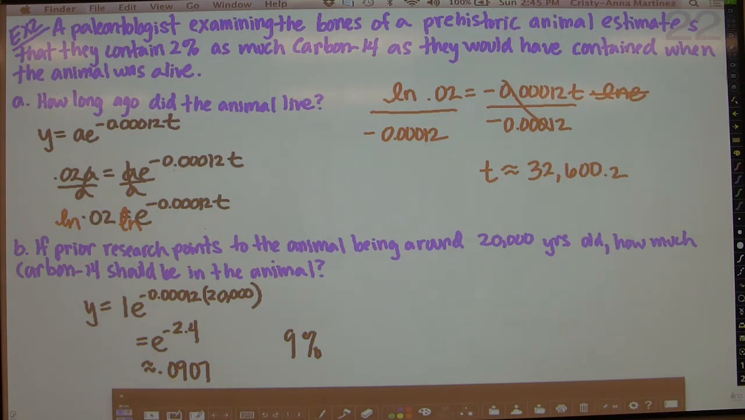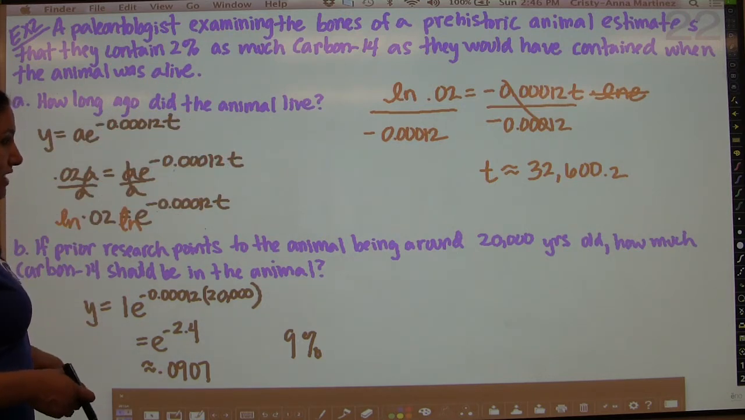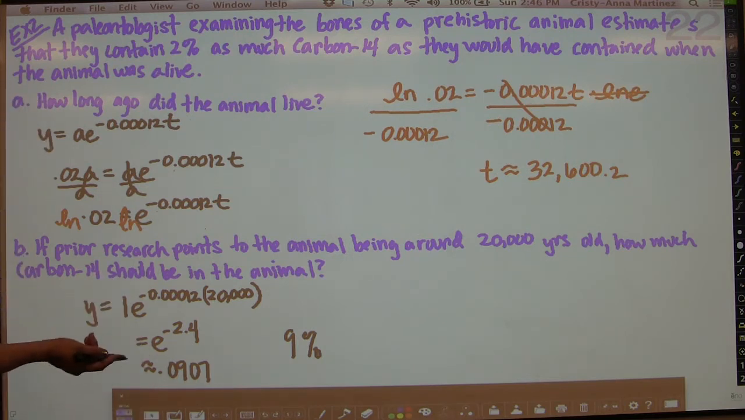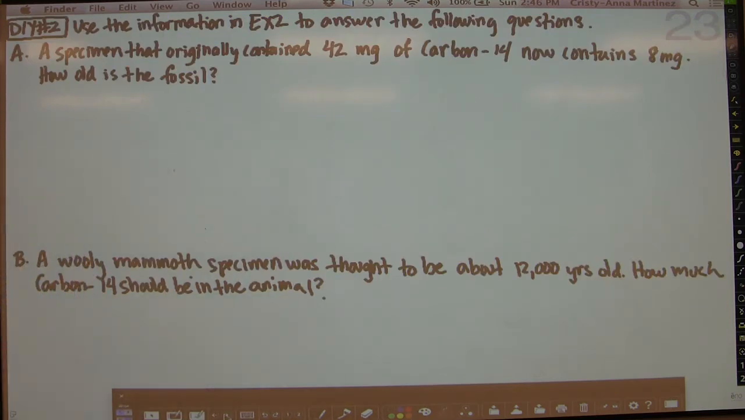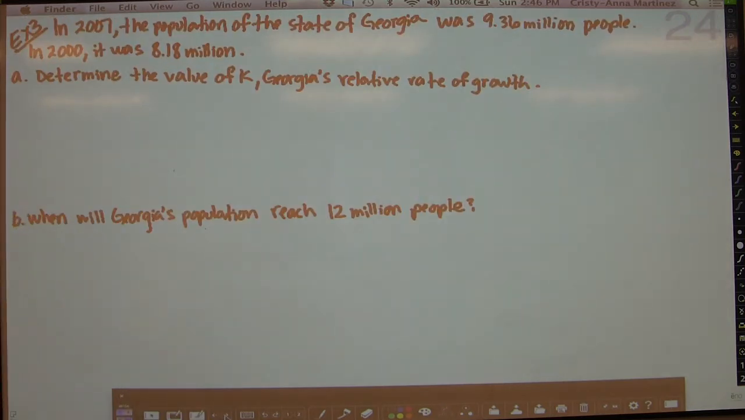So if the animal was 20,000 years old, there should have been at least 9% carbon-14 left in the animal, and clearly there was only 2% left, which is why it's actually much older than the 20,000 years. It's actually 32,600 years. So there you go. That is example 2. And so now you're going to do this do-it-yourself question, and then we're going to move on to example 3.